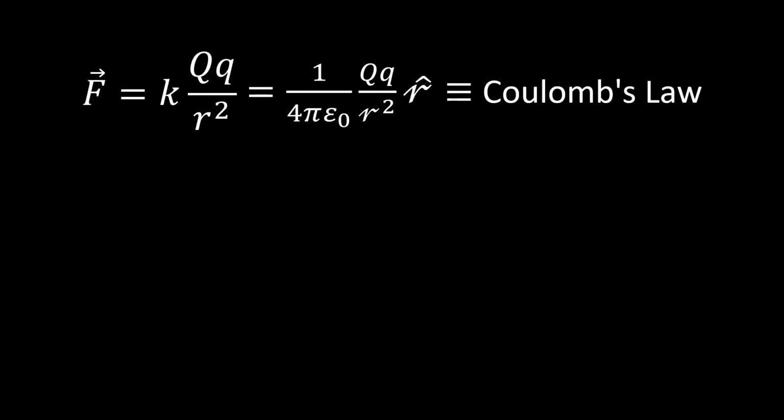If we expand out our constant, we get 1 on 4 pi epsilon naught qq on the magnitude squared of what we're going to call the curly r vector, in the curly r hat direction.